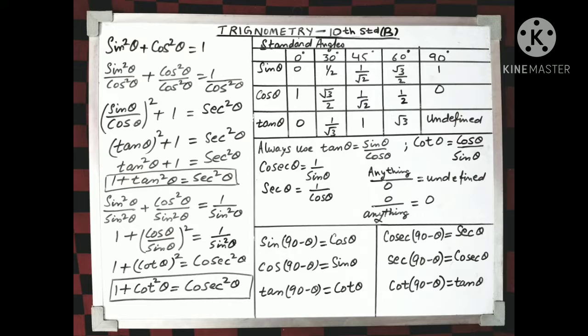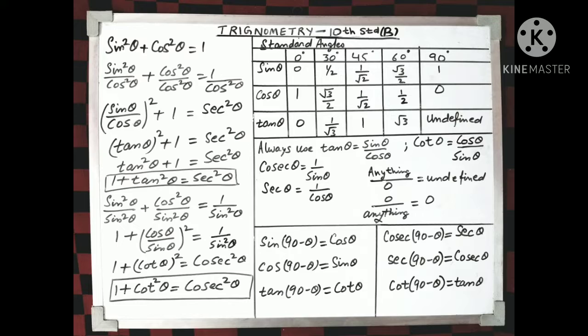Here you have to remember one very important thing: 0 divided by any number is 0, and anything divided by 0 is undefined in mathematics. So you can check this for other values also. Suppose I have to find out tan 30, then I will write sin 30 by cos 30. So 1 by 2 divided by root 3 by 2 will give us 1 by root 3.